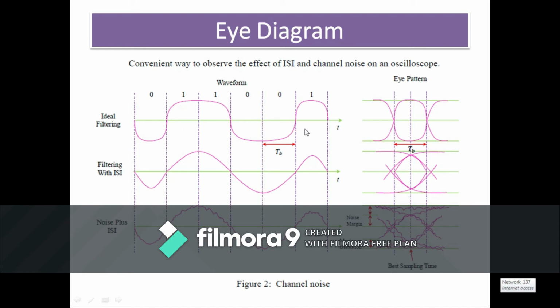information bearing signal. Then when we filter with inter-symbol interference, this type of waveform is shown, and for that case the bit duration is TB. Here the eye is slightly open. Once it shows a slightly open eye, it indicates that a finite noise is added into the information bearing signal.